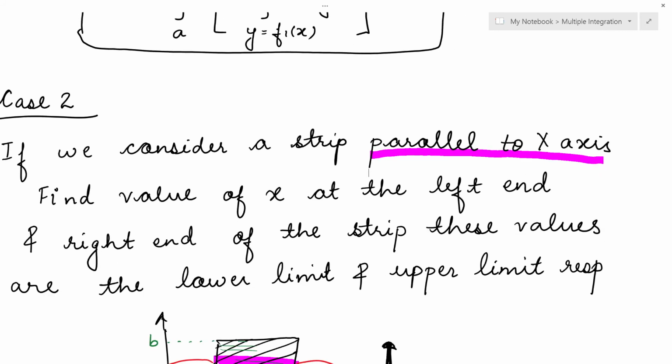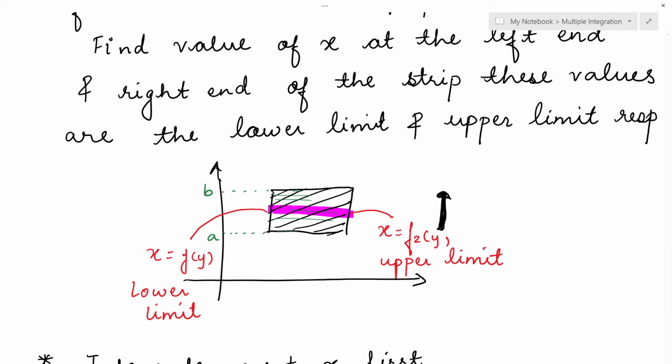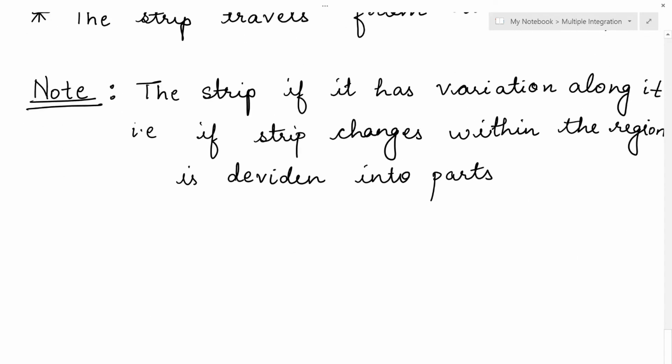Similarly, if the strip is parallel to x-axis, the value of x at the left end and the right end will give my lower and upper limit. So whenever a strip is parallel to x-axis, we will integrate with x first and the inner limits are x is equal to any, that is left hand corner and right hand corner will give me the inner limits. Always remember the strip travels from down to up. So the sleeping strip or the horizontal strip travels from down to up. These are the rules. Okay.